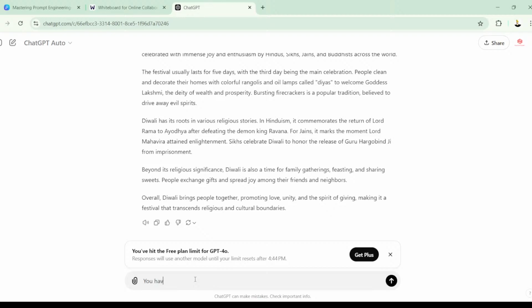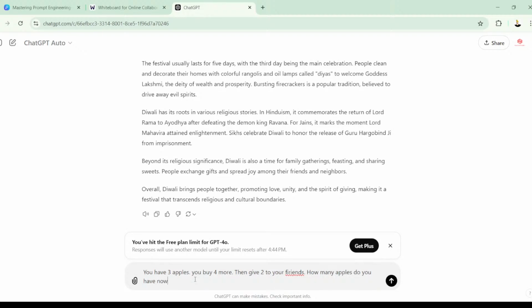For example, you have three apples, right? You buy four more. Okay, then give two to your friends. How many apples do you have now? So this is an example of chain of thought prompting, because here you have given a series of steps, right? The first step was you have three apples, the second step was you buy four more, and then you gave two to your friends, right? So this is an example of chain of thought.